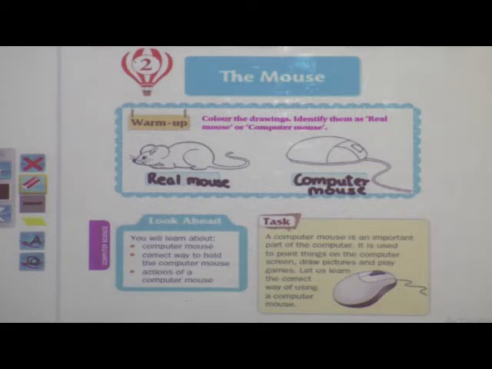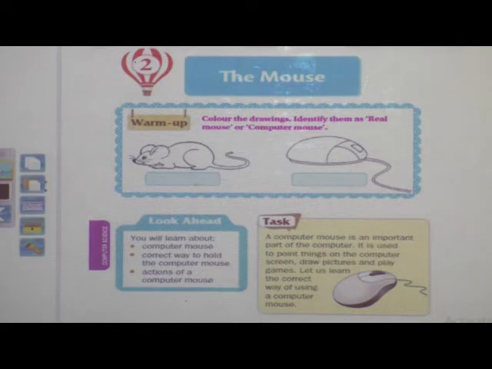And what is the task of this lesson? That is, a computer mouse is an important part of the computer. It is used to point things on the computer screen, draw pictures and play games. Let us learn the correct way of using a computer mouse. So let us see what is the correct way of using this computer mouse.